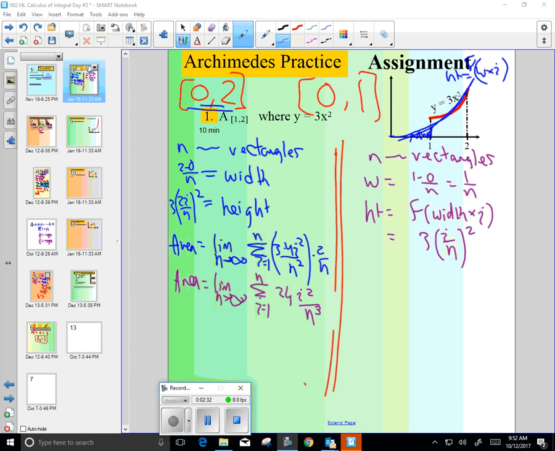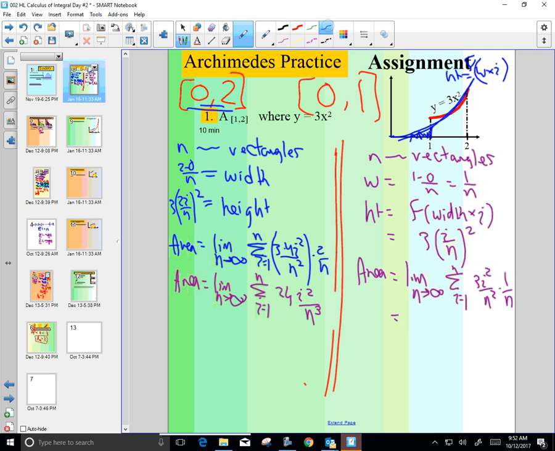Plugging it into the formula, it'll be 3 times I over n squared. See how it's a little different than this one? It's a little different. But the area is still going to be the limit n approaches infinity. Sum I goes from 1 to n of the height, which is 3I squared over n squared times the width, 1 over n. Then this is going to be the limit as n approaches infinity. Sum I goes from 1 to n. 3I squared over n cubed. Who got 3I squared over n cubed? Nice.